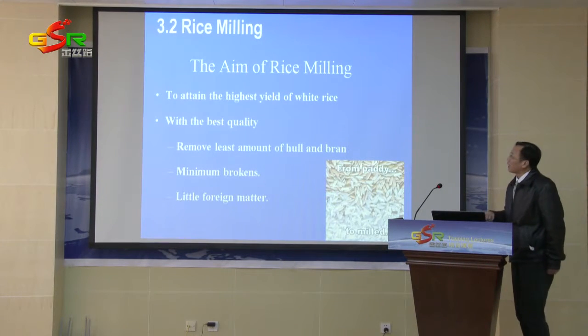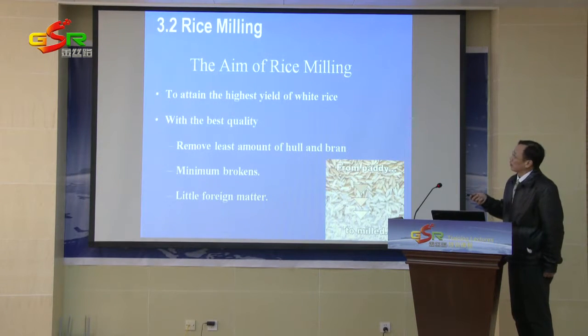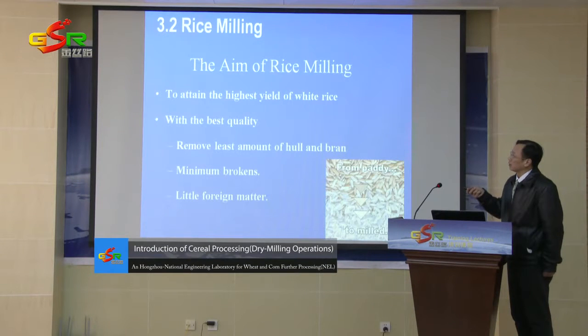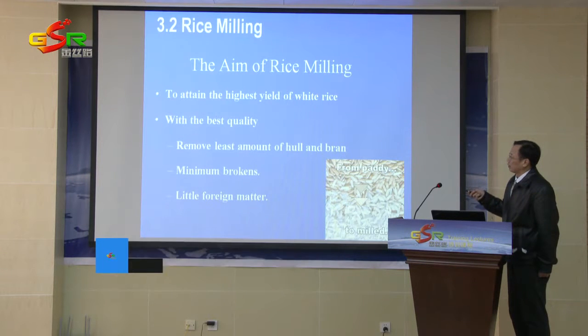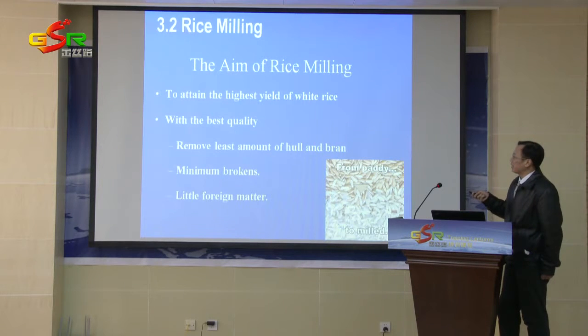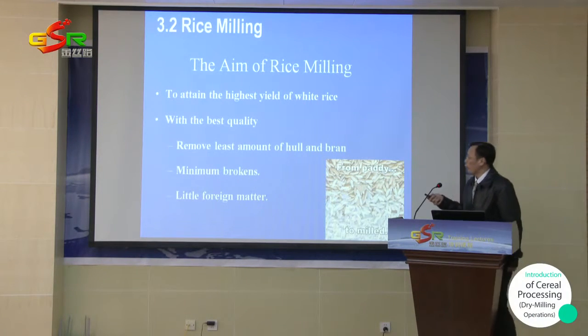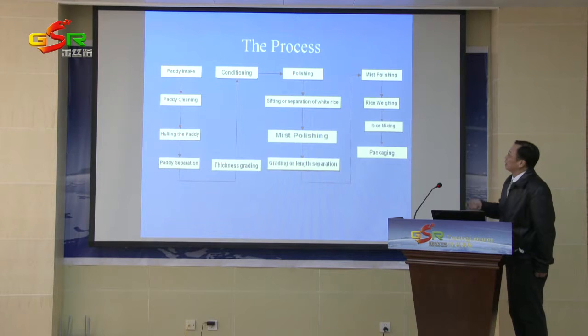And this section is about rice milling. Typically, we know the aim of rice milling is to attain the highest yield of white rice, with the best quality, remove the least amount of the whole grain, and minimize broken kernels and foreign material or matter. This is the whole process for rice.